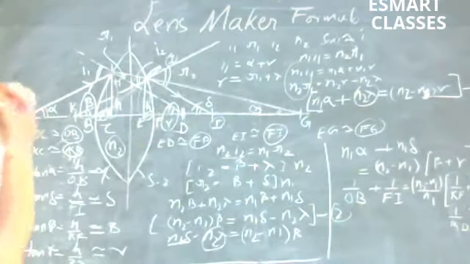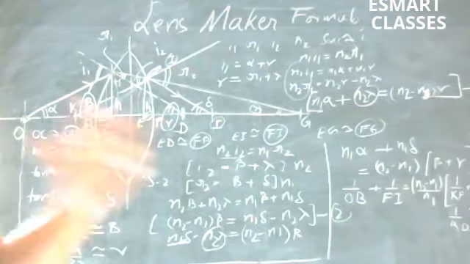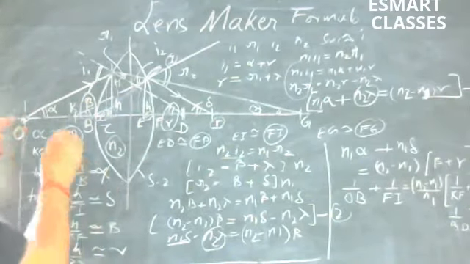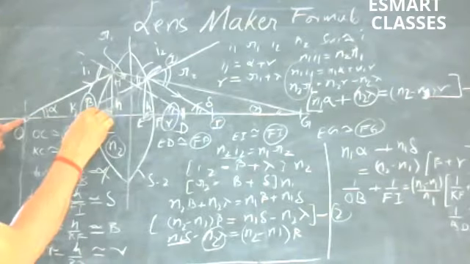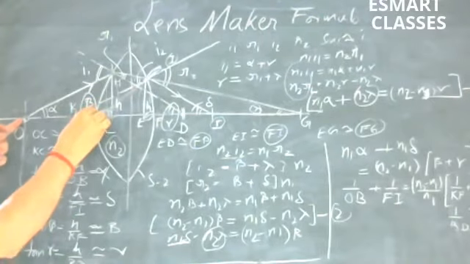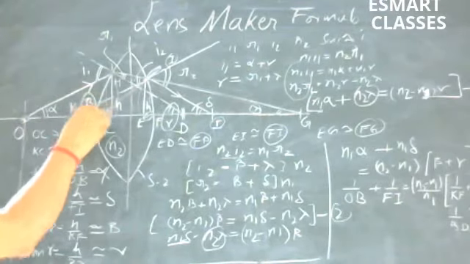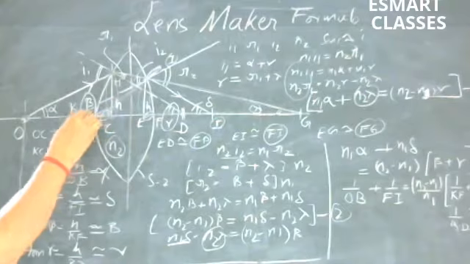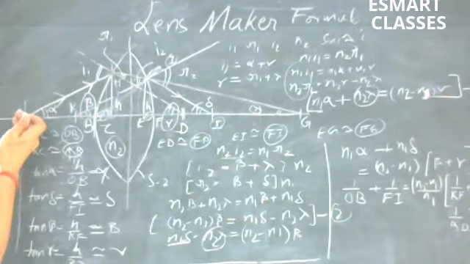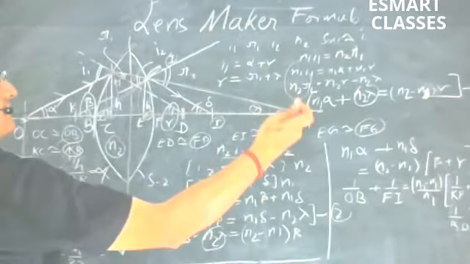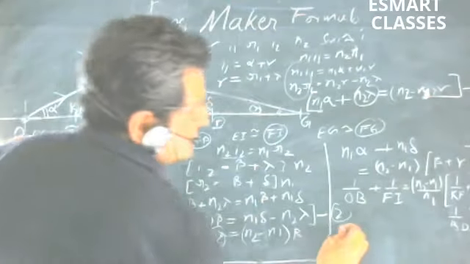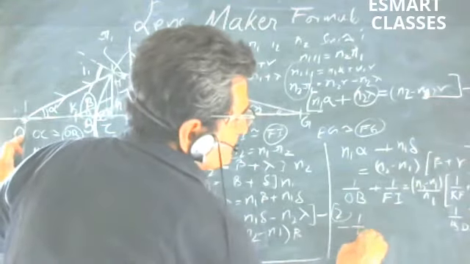Now we place the values of U, V and R1, R2 by taking the sign convention. What is OB? This distance is the distance of the object from the lens, which is U. And you have to measure distances from here. So U will be negative. It is against the direction of ray. In this direction, you will have to put negative distances. In this direction, you have to take positive. So OB will be minus U. So this is minus 1 upon U.